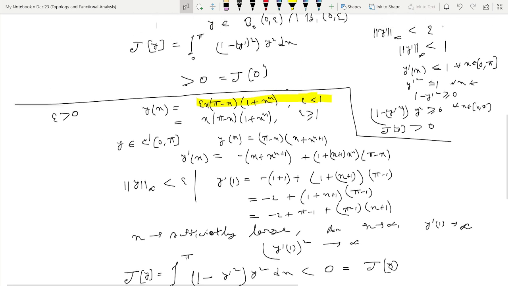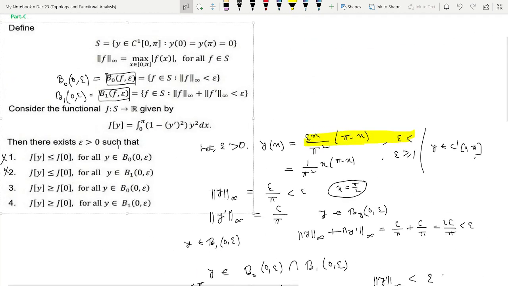So option 3, look at option 3. For any epsilon, we have such y belongs to B00 epsilon such that J(y) greater than or equal to J(0) is not satisfied; J(y) is less than J(0). So option 3 is not the correct option. Now look at option 4.